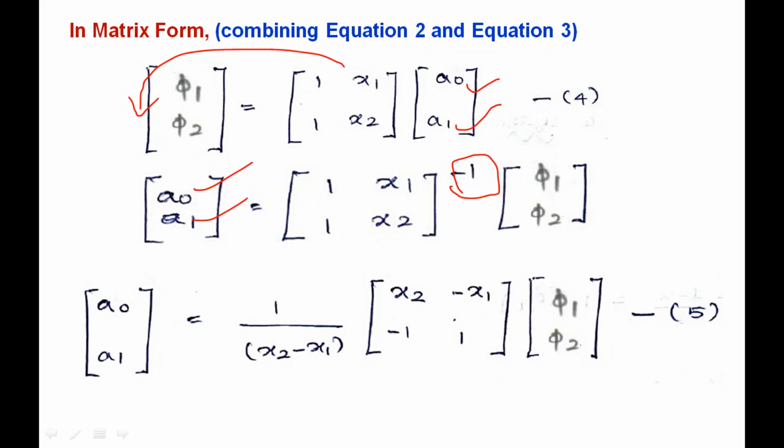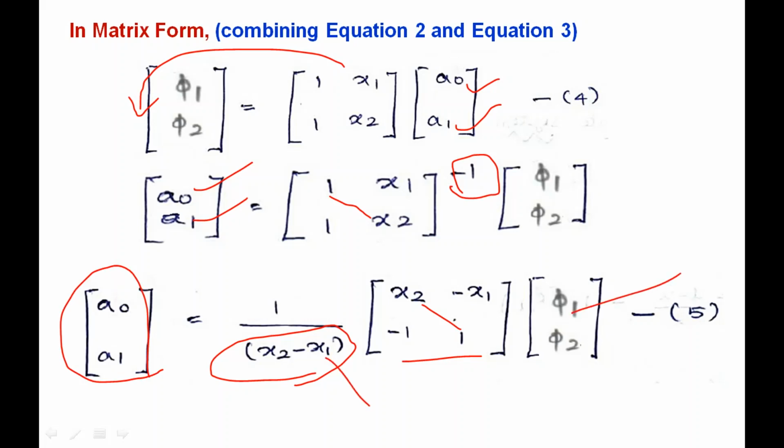Here, 1 times x2 minus x1 is the determinant of this matrix. x2 minus x1 is the determinant. And the transpose cofactor matrix can be easily written. We have to interchange the major diagonal elements, right? x2 and 1 are interchanged, and we have to multiply the minor diagonal elements by minus 1. This is how the inverse of a 2 by 2 matrix is written. Now after getting this inverse, we know the values of A0 and A1 in terms of the nodal coordinates and nodal parameters. We are going to apply these A0 A1 values in the first equation.